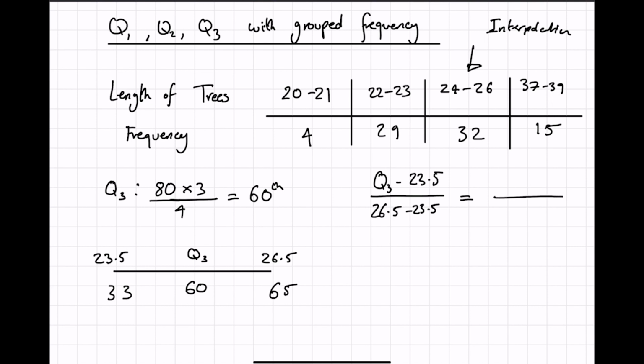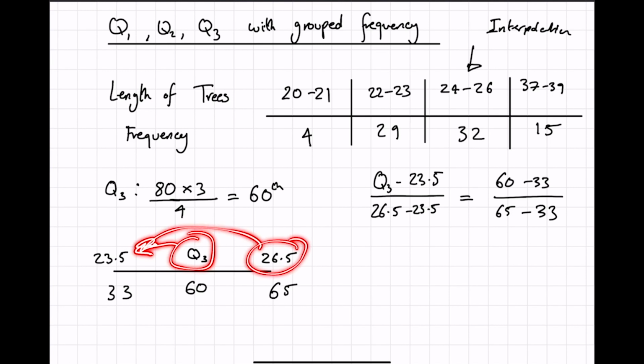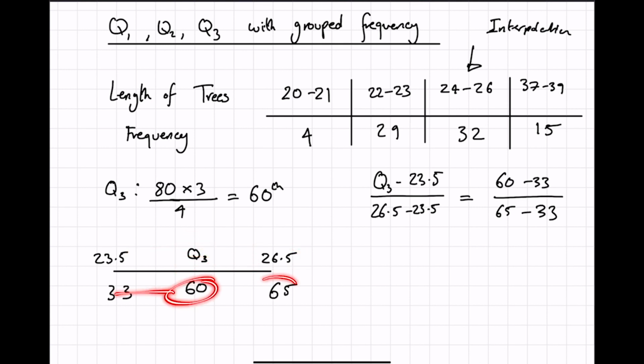Now we do the same thing for the bottom part. So what we'll say here is 60 minus 33 over 65 minus 33. I know there's a lot of numbers down here, but let's look at what we did. It's quite simple. On this side, I do this value minus that value over this value minus that value. And on the other side, I do the exact same thing. So you do this minus that, then this minus that, and then this over that.